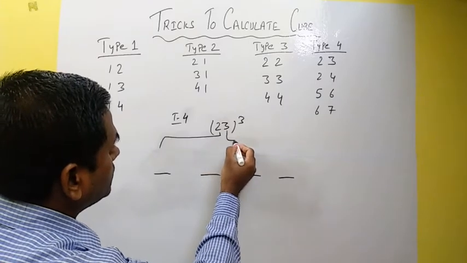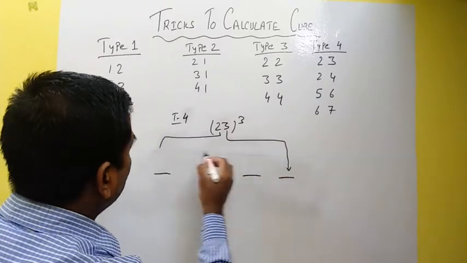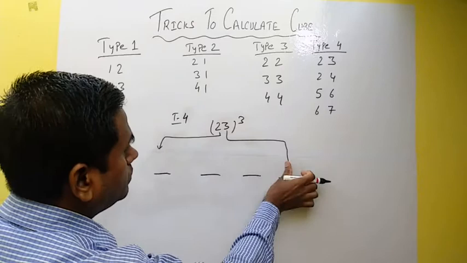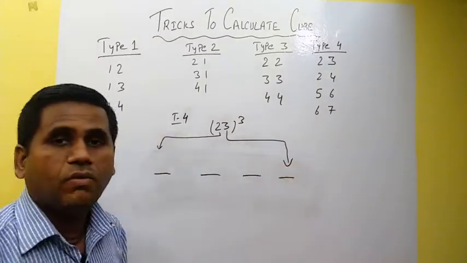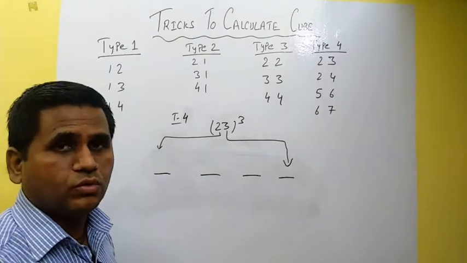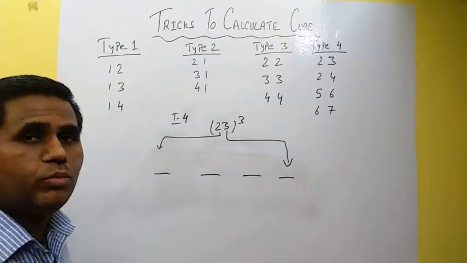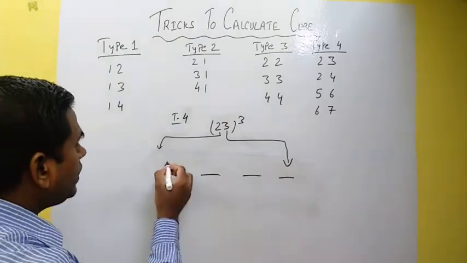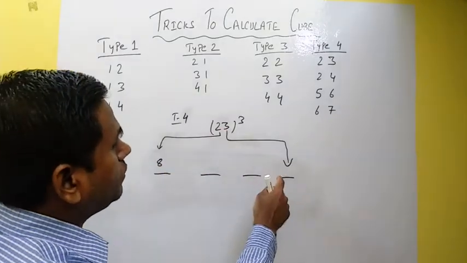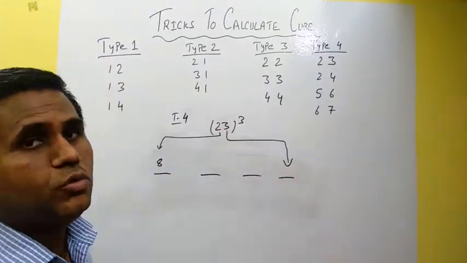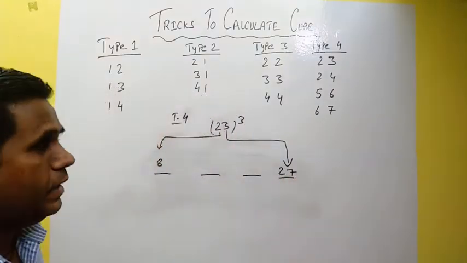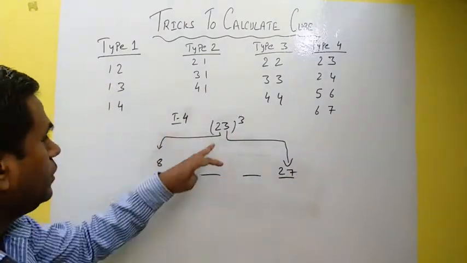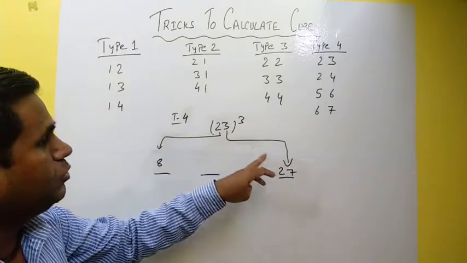First number is 2 and second number is 3. So 2 will come here and 3 will come here, but not directly 2 and 3. What we have to do is, cube of 2 we will write here. Cube of 2 is 8, and cube of 3 we will write here. So cube of 3 is 27. Okay, clear? Cube of 2 and cube of 3.